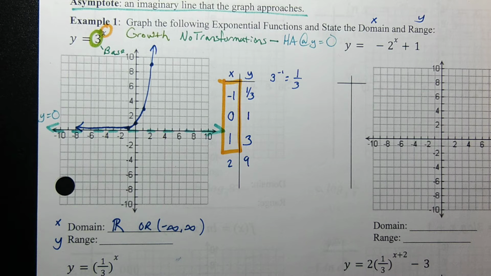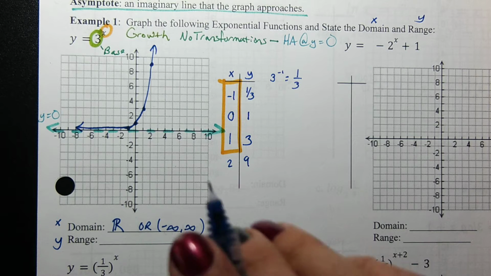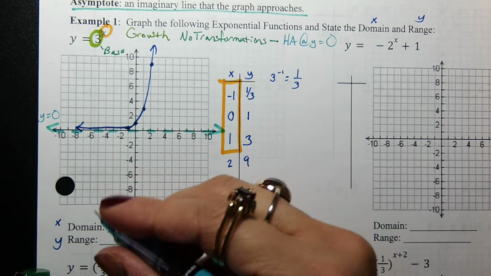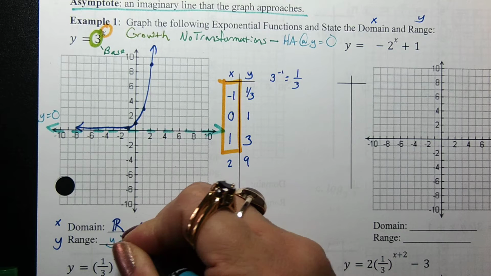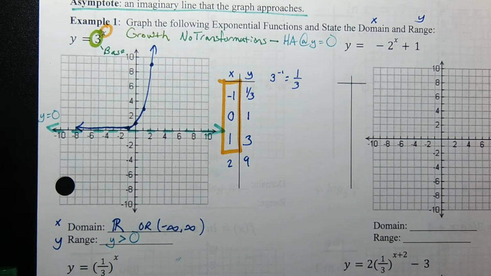Our y values start up just slightly above that asymptote. How we are going to express that using inequality notation is y greater than 0. That means 0 itself, or the asymptote value, isn't included, but anything slightly above it would be included as part of our range. So this is the first time we've ever used greater than instead of greater than or equal to.